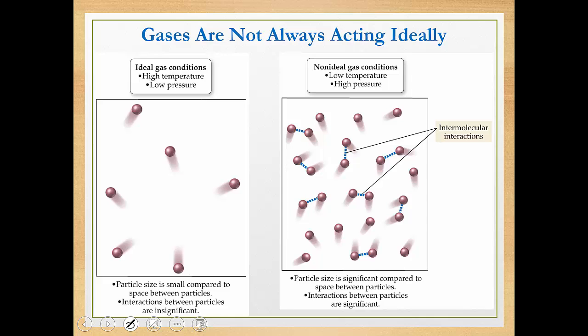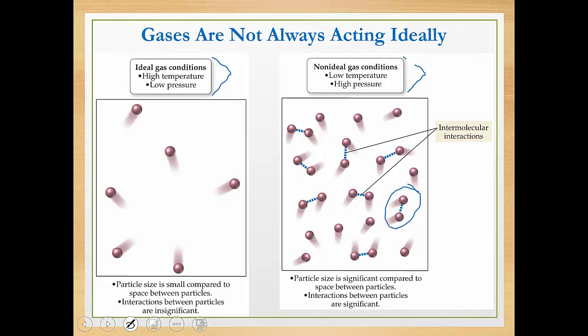Kinetic molecular theory says that particle size is small compared to the space between particles, therefore interactions between particles are insignificant. And ideal gases tend to be at high temperatures and low pressures. But we don't always have high temperature, we don't always have low pressure, and we don't always have insignificant interactions between particles. Sometimes we have gases that are at relatively low temperatures or relatively high pressures, and we also have particles that just like to interact with each other.